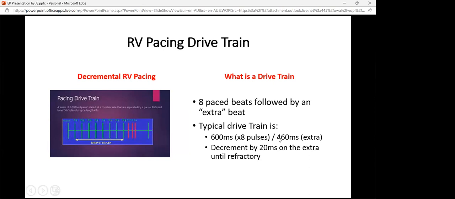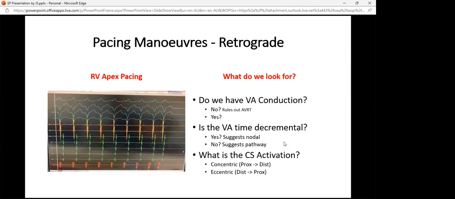Then after those 8 pulses, we give what we call an extra beat. And this is almost like throwing in an extra atrial ectopic or a ventricular ectopic, depending where you're pacing from. And we usually start that around 460 milliseconds. And then what we do is we repeat this drivetrain. And every time we repeat it, this extra beat comes down by 20 milliseconds, 460, 440, 420, etc., getting shorter and shorter until hopefully we either induce a tachycardia or we end up in refractoriness, where we either find the refractoriness of the AV node or perhaps the ventricle itself doesn't capture. And then we can stop at that point.